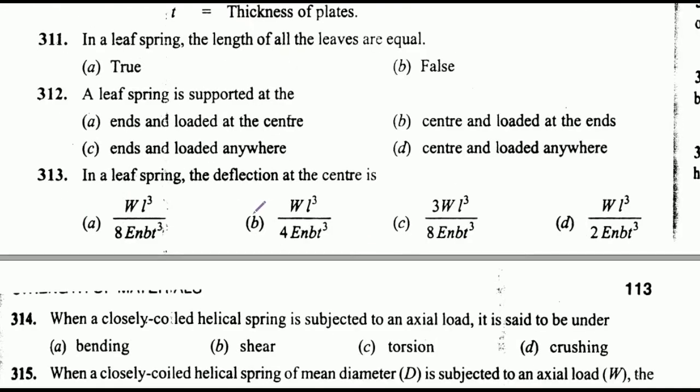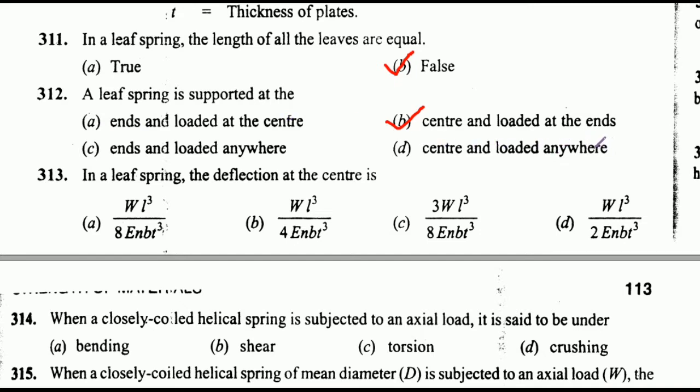Next is, in a leaf spring, the length of all the leaves are equal. Options are true or false. So here option B is the correct answer, that is the statement is false. A leaf spring is supported at the, here friends these are the options and here the correct answer is option B, center and loaded at ends. Okay. A leaf spring is supported at the center and loaded at the ends.